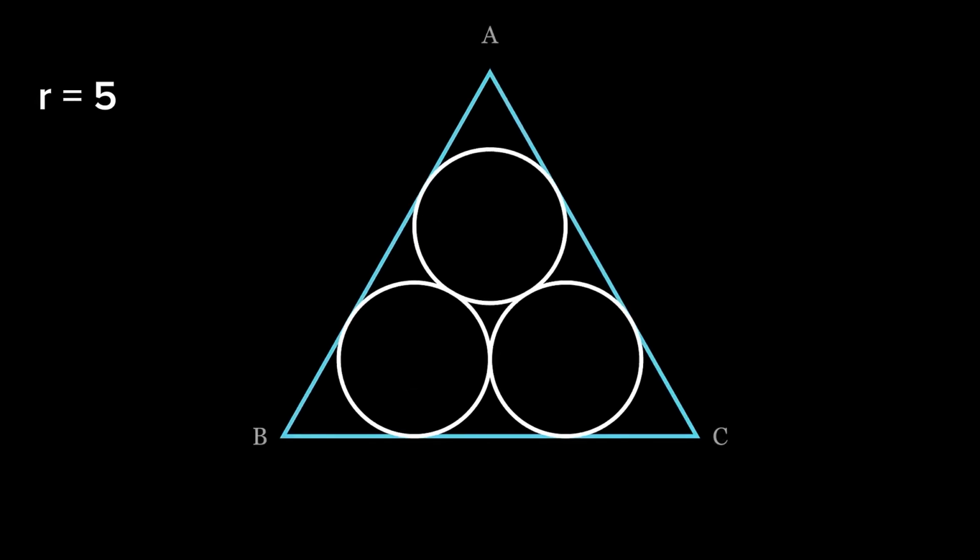My name is Bino. In this video, we are given a triangle ABC containing 3 inscribed circles of radius 5. Since all 3 circles have the same radius, the triangle must be equilateral, which means each interior angle is equal 60 degrees. We focus on the bottom circles because that's where the real work happens.